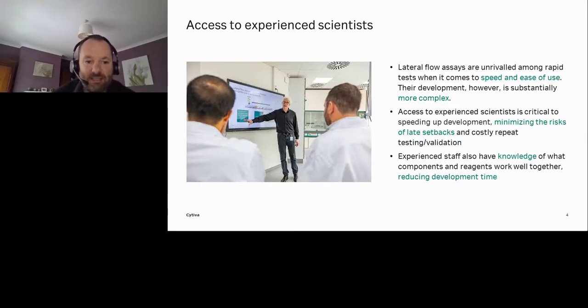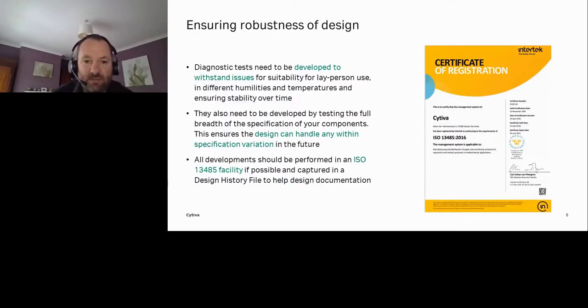Okay, so the next part I'm going to take you into is robustness of design. Under robustness of design, talking about the complexity in the previous slide, it's very important that you manage that complexity and that you've got a working product at the end of it that is substantially developed in order to go into the market as it's intended to.